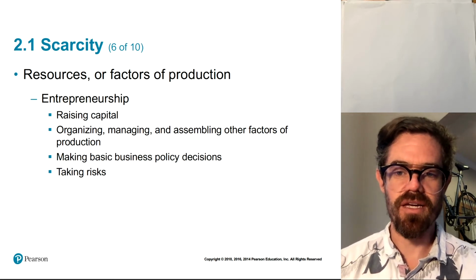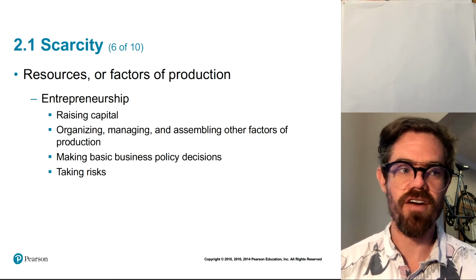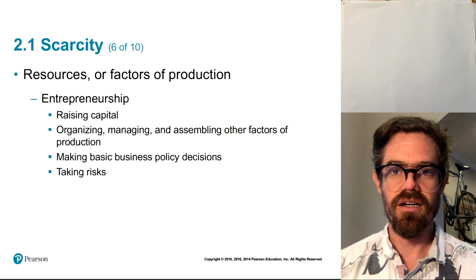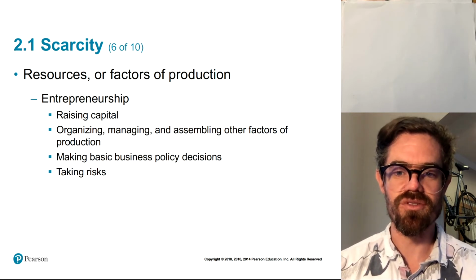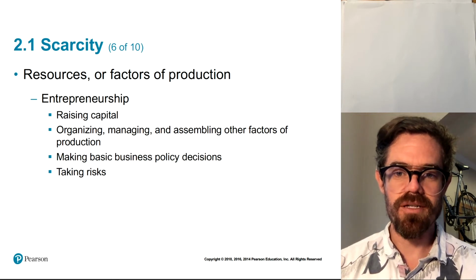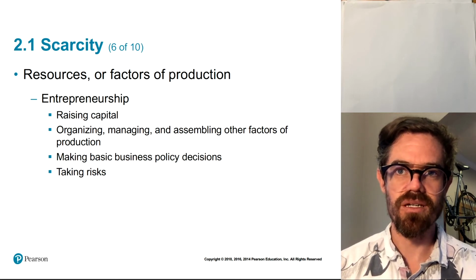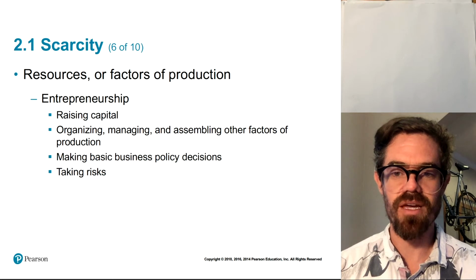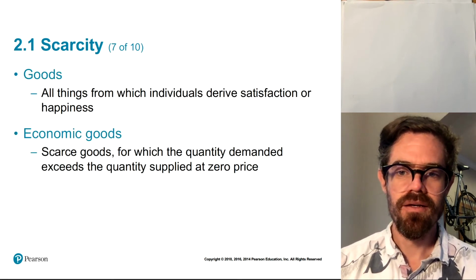Entrepreneurship also includes making basic business policy decisions, right? So hiring and firing protocols, best practices, safety procedures, all of these sorts of things would be considered business policy decisions. And then probably one of the most important aspects of entrepreneurship is taking on risk, because starting a business and making investments always involves some amount of risk, and that's part of being an entrepreneur.